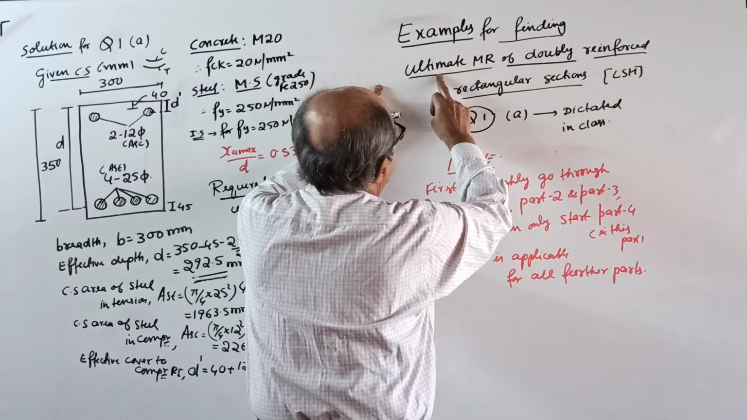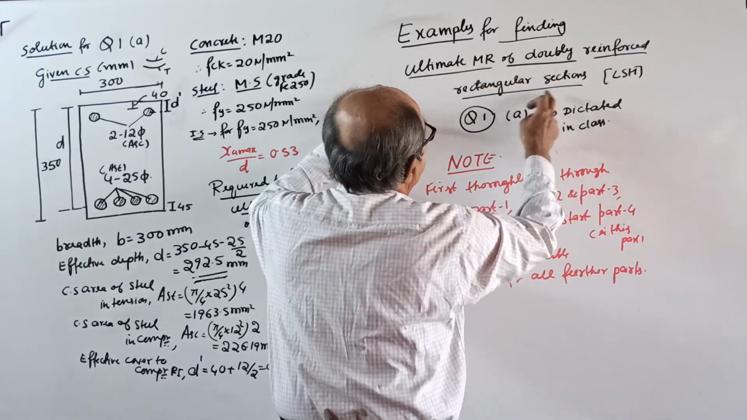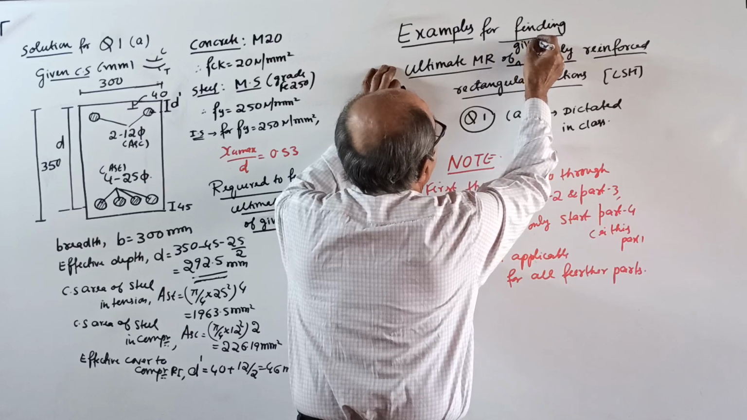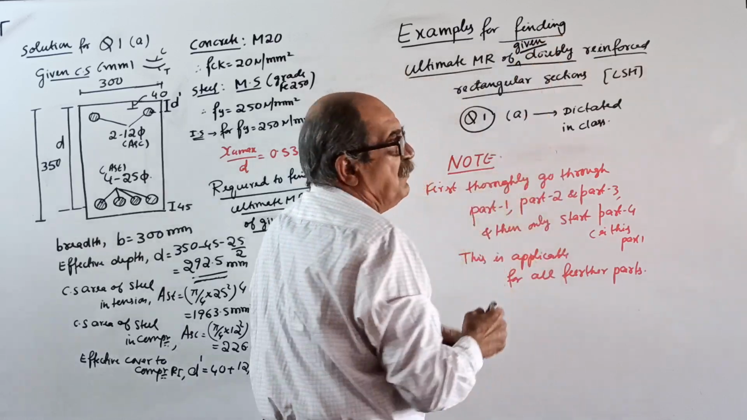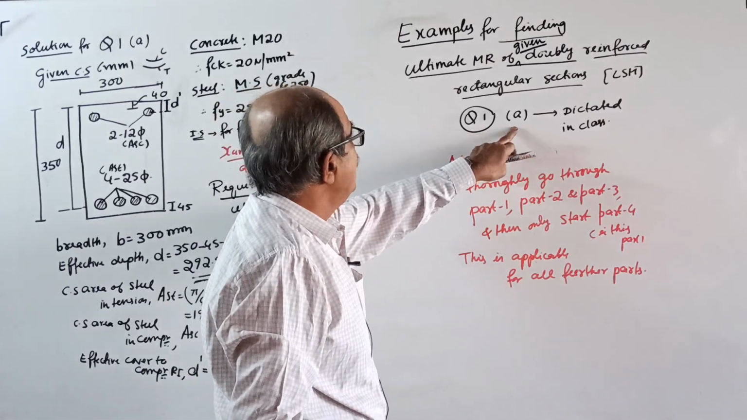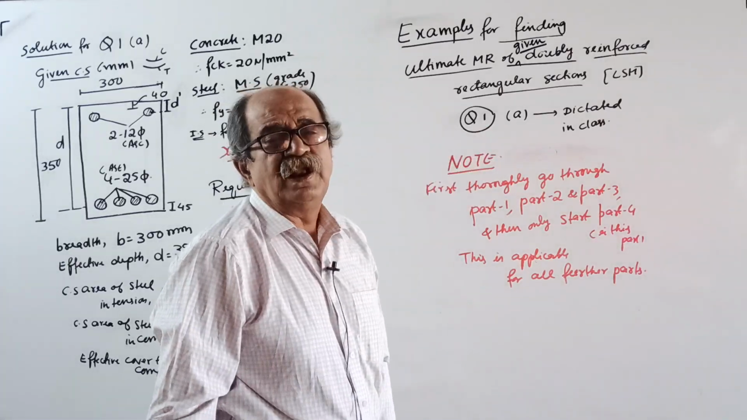Examples for finding ultimate MR of doubly reinforced rectangle section, given. The word given is very important. Why? Whenever the word given is there, it is analysis. Okay. Question 1, A. I will tell what is question 1.